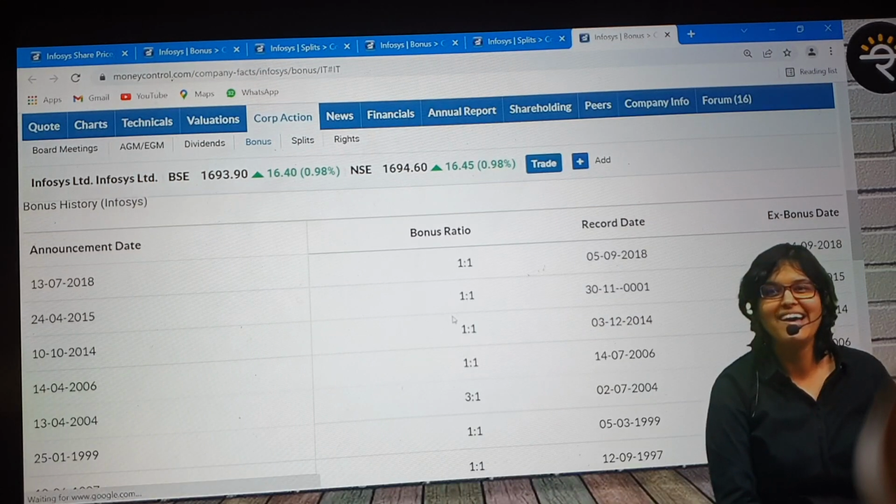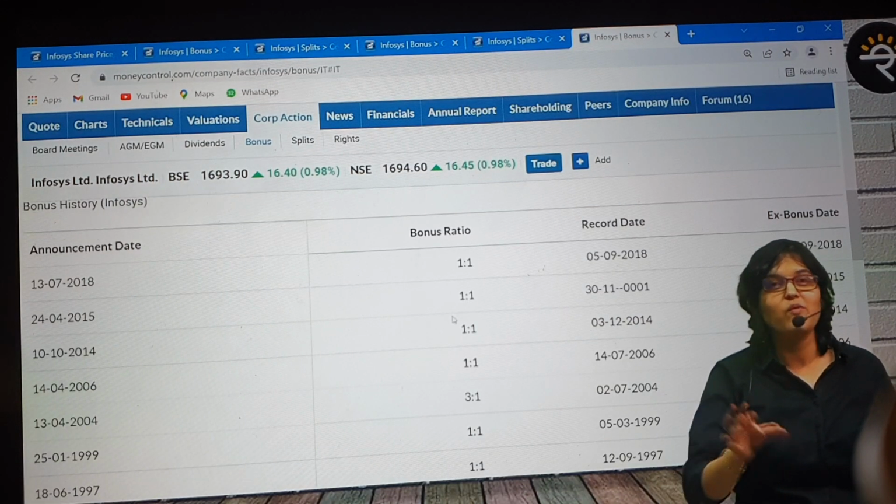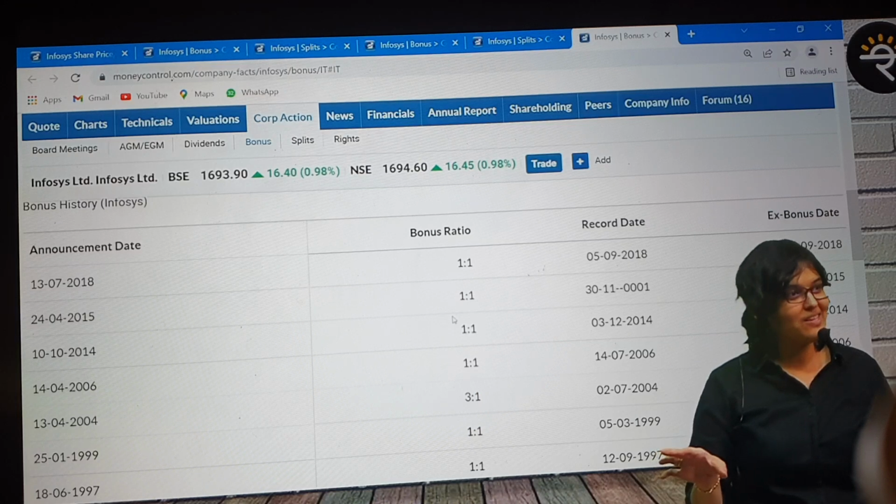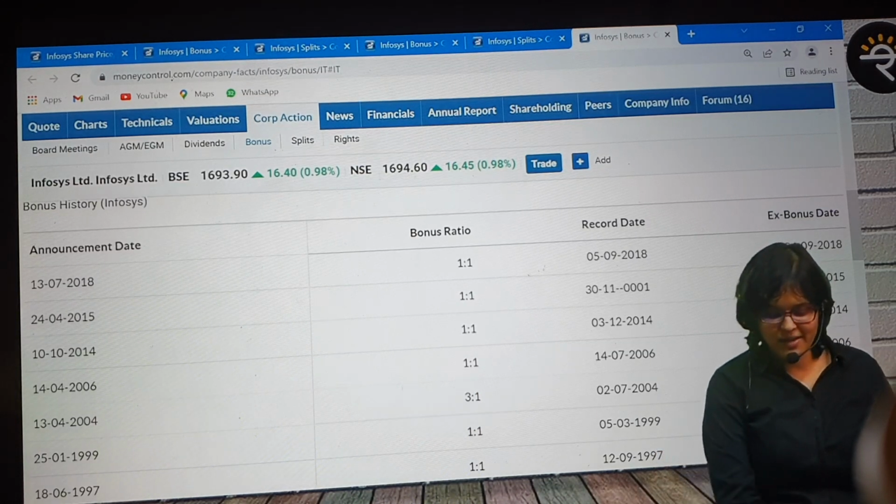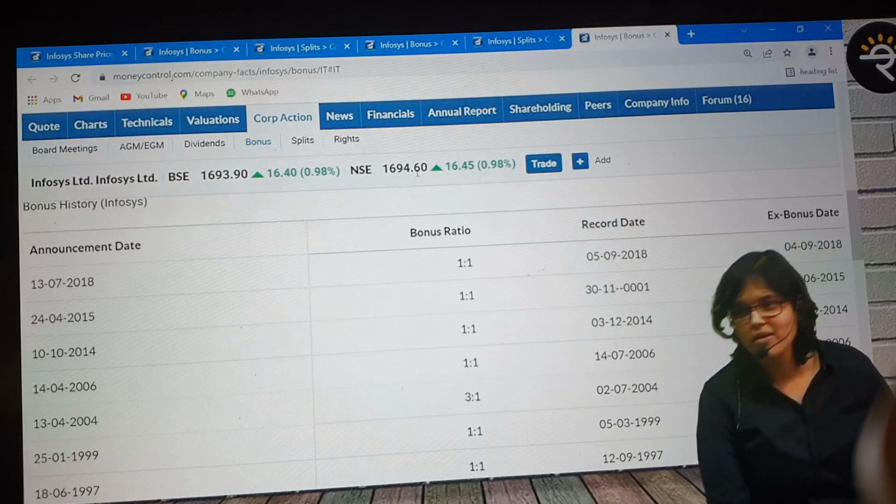1,53,600. On an investment of 14,500. Wait. 14,500 is rupees. 1,50,000 something is the number of shares. Current market price 1,694. All the best.